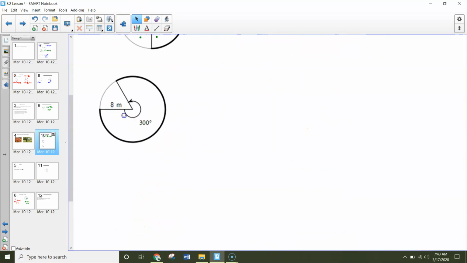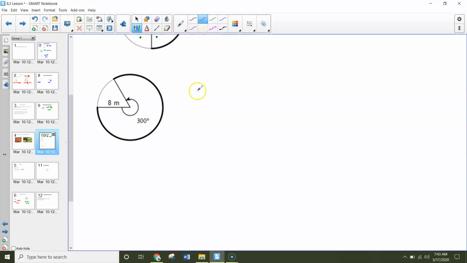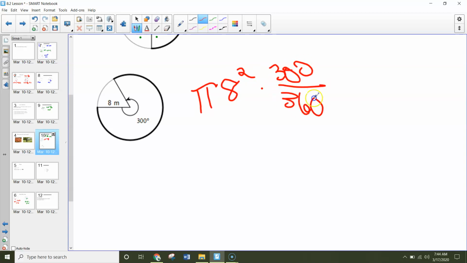Okay. Go ahead and do this one next. Go ahead and do it on your own. Okay, so pi 8 squared times 300 over 360. This gives us 167.6.